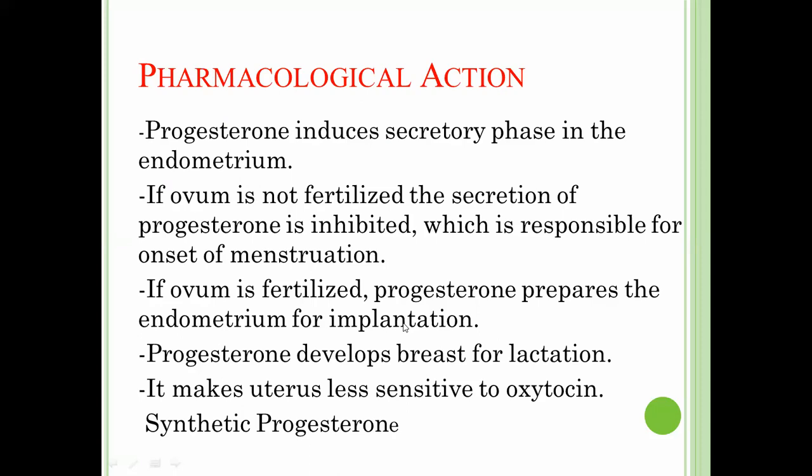Roll number 12, read the pharmacological action. Pharmacological action. Progesterone induces secretory phase in the endometrium. Second point, if ovum is not fertilized, the secretion of progesterone is inhibited, which is responsible for onset of menstruation. Third point, if ovum is fertilized, progesterone prepares the endometrium for implantation. Fourth point, progesterone develops breast for lactation. Fifth point, it makes uterus less sensitive to oxytocin.